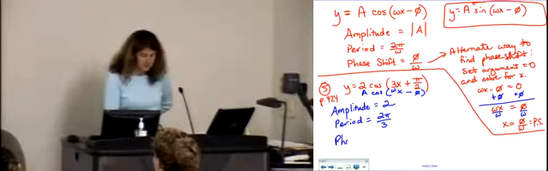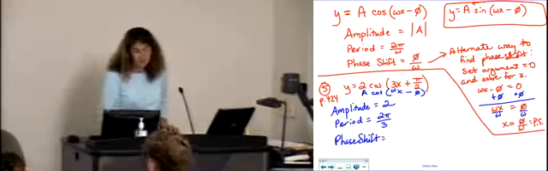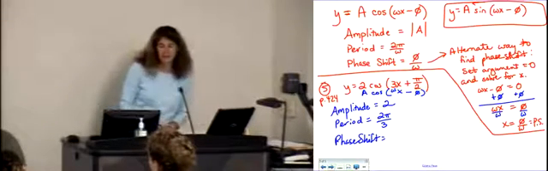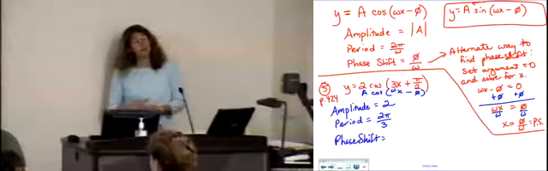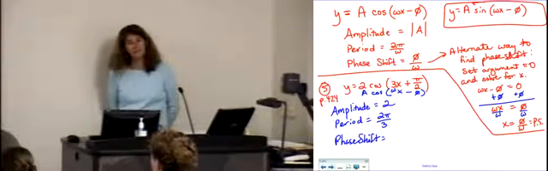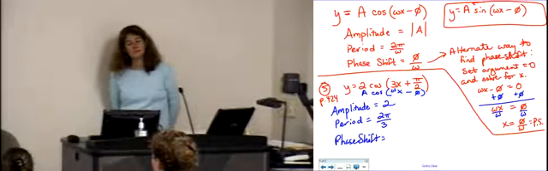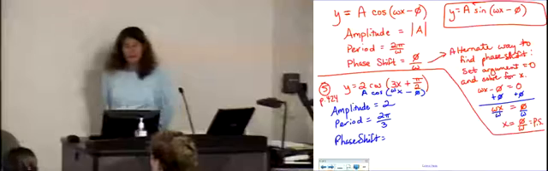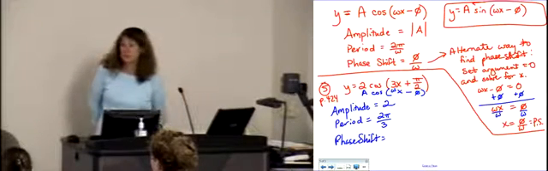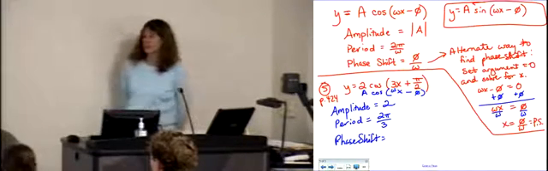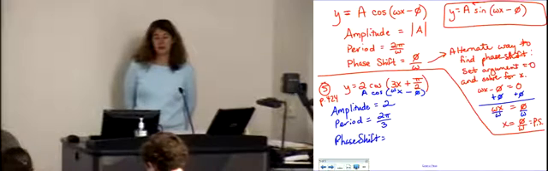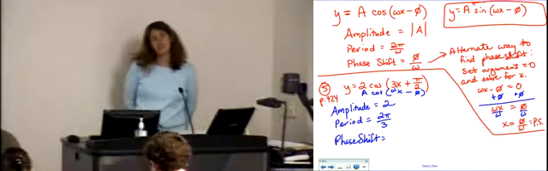The phase shift is phi over omega. Let me give you a minute. What will you put for that? I got negative 3 pi over 2. Okay, I've heard 3 pi over 2, negative 3 pi over 2. Anything else? If I go with phi over omega, what will I get?